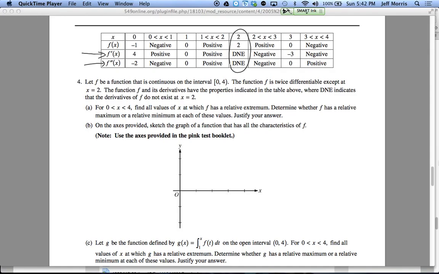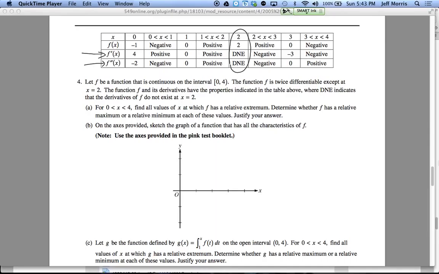I know it's undefined for the derivative, but is it undefined for the original function? No, it is not. So it's just a point of non-differentiability, which means it's not a discontinuity. It's probably a corner, a cusp, or a vertical tangency. It's not a jump, it's not a hole, and it's not a vertical asymptote. It's either a corner, cusp, or vertical tangency because it's defined for the original function. It's undefined for the derivative only.